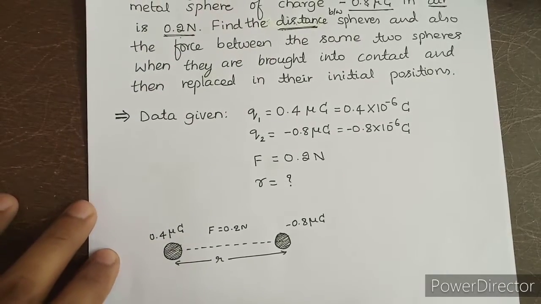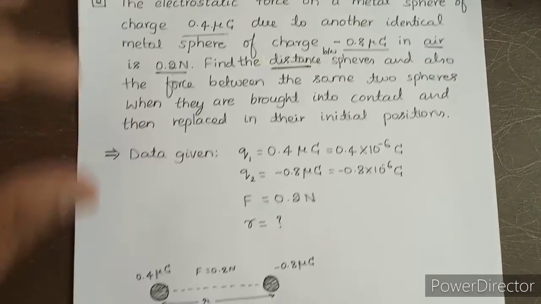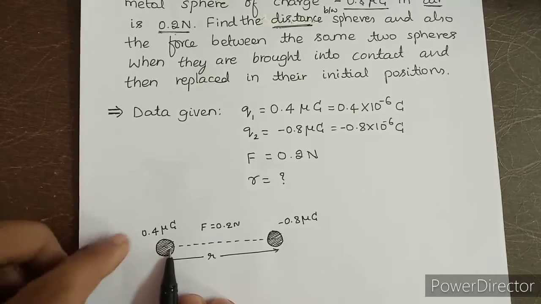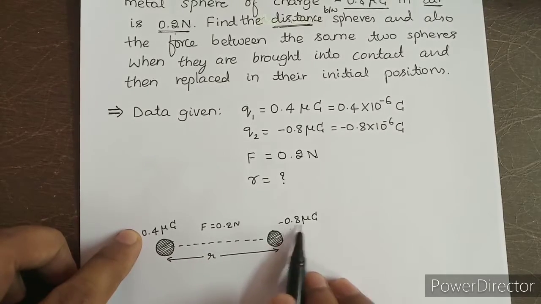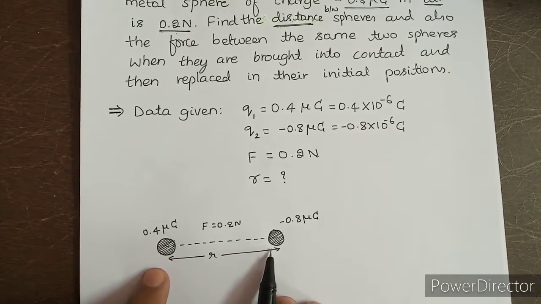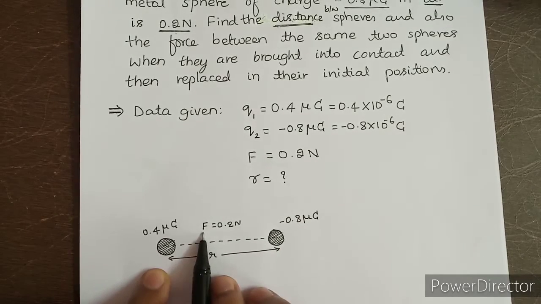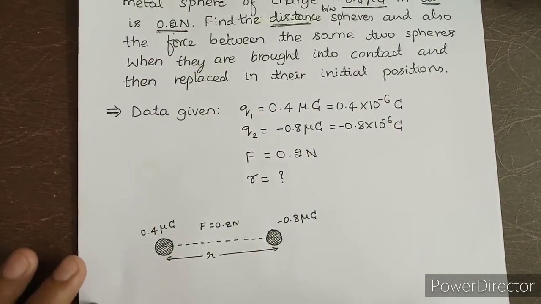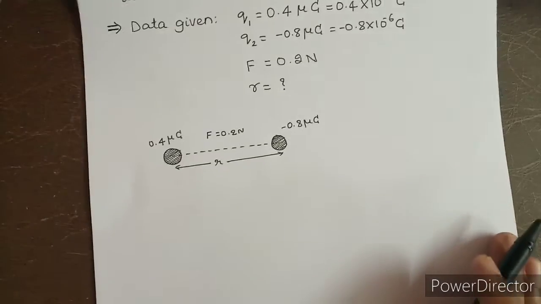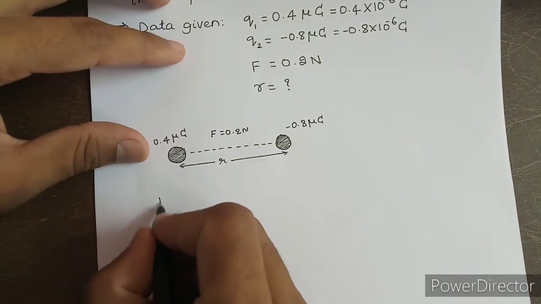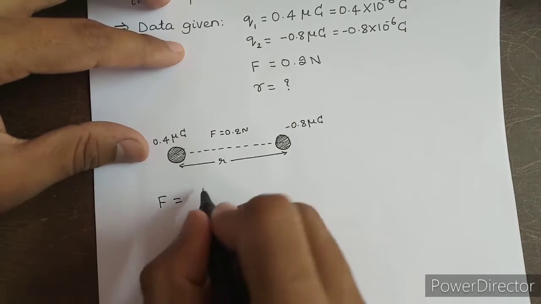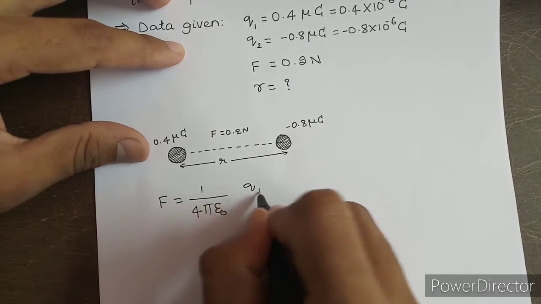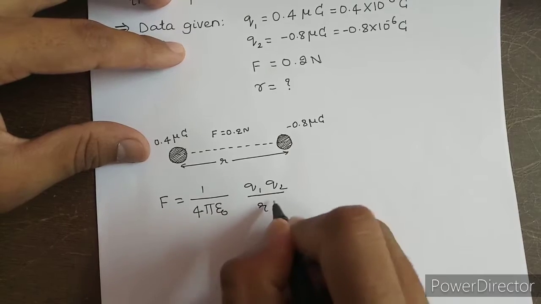Now, according to case 1 and this data, I can draw this diagram. Look at this. We have two spheres. One is 0.4 microcoulomb and the other one is minus 0.8 microcoulomb. They are separated by some distance that we don't know, that we have to calculate. And F is given. Force between them is 0.2 Newton, that I have written here. So according to Coulomb's force law, F is equal to 1 divided by 4 pi epsilon naught q1 q2 divided by r square.